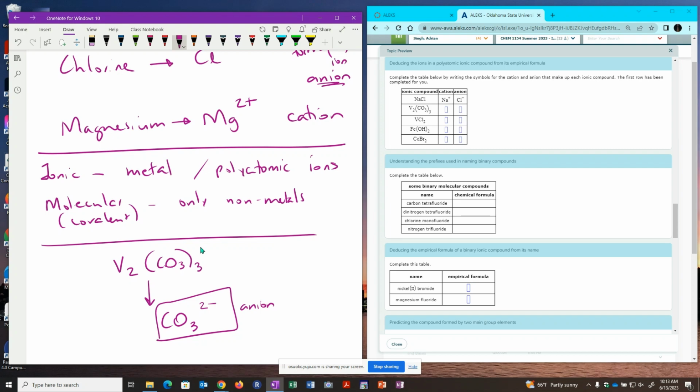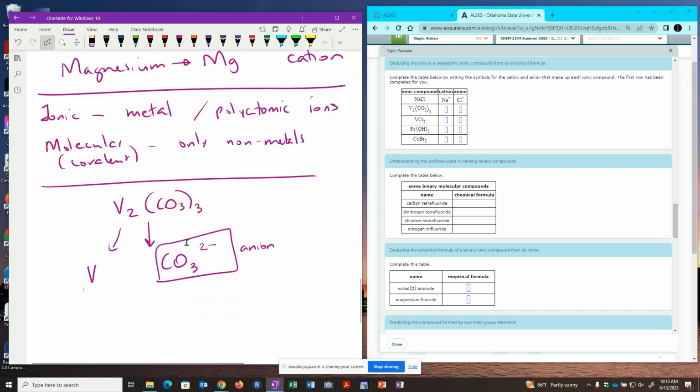And then we also need to identify the cation, which in this case would be V, vanadium, and we need to know the charge on it, right? So what's the charge on the vanadium ion in this compound? Well, we don't know what it is. We can look at the anion involved. So we know that carbonate is 2 minus, and we have 3 carbonates in the formula, right? So if we times this by 3, because that's how many we have, 3 times the charge there gives us 6 minus for the overall negative charge.